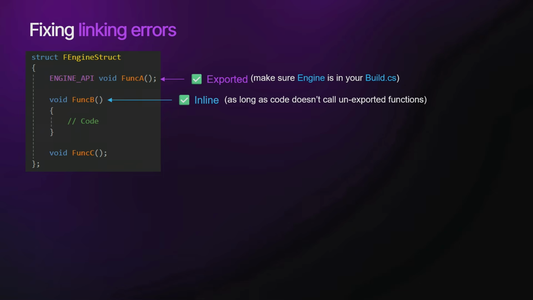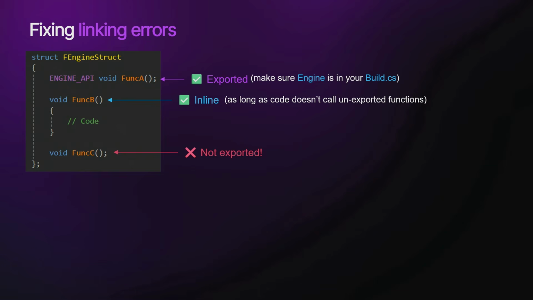Say you have an engine struct like this. You first have function A. Function A has the ENGINE_API macro, meaning it's exported, so you can use it as long as you added the engine module to your Build.cs dependencies. Function B is some inline code, meaning you can also use it in your code as long as all of the code inside that function is exported, because the code inside of that function will be compiled in your module, so you need to be able to use all of that code in your module.